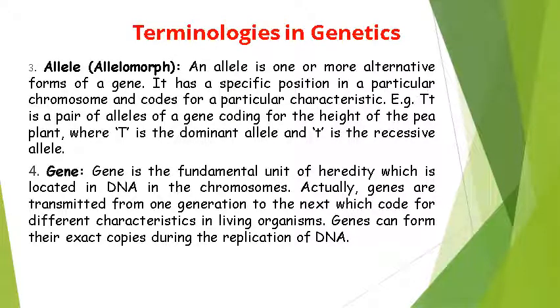So what are alleles or allelomorphs? Basically, an allele is one or more alternative forms of a gene. It has a specific position on a particular chromosome and codes for a particular characteristic like height, color of skin, color of eye, color of a flower, seed color. So these are some characteristics which show alleles. They code for different alleles. And if we talk about the height of a pea plant, for the dominant allele, capital T is used, and for the recessive allele, small t is used.